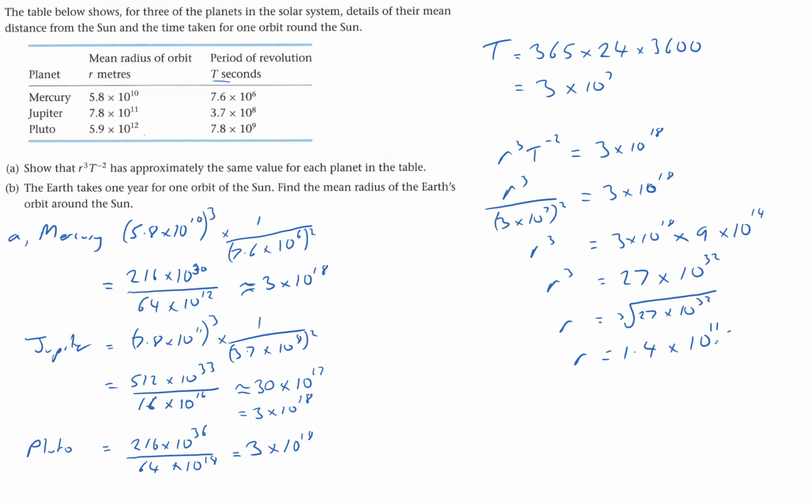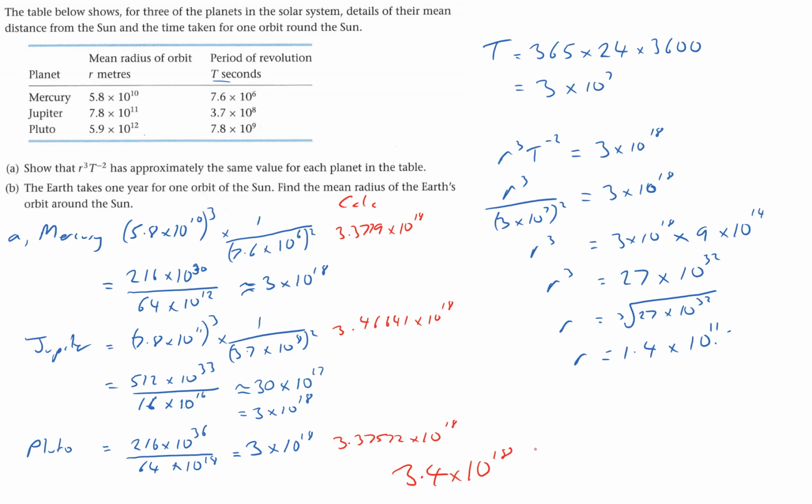That's not what it says at the back, and that's because it takes more accuracy, and I did these in my head. If you use a calculator, this one gives you 3.3779 times 10 to the 18. This one gives 3.46641 times 10 to the 18. And Pluto gives 3.37572 times 10 to the 18. So all of them are roughly 3.4 times 10 to the 18.